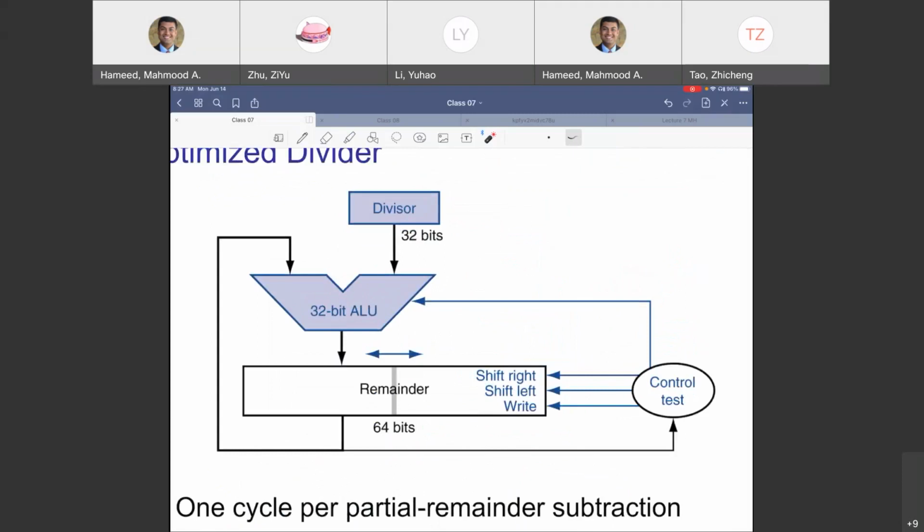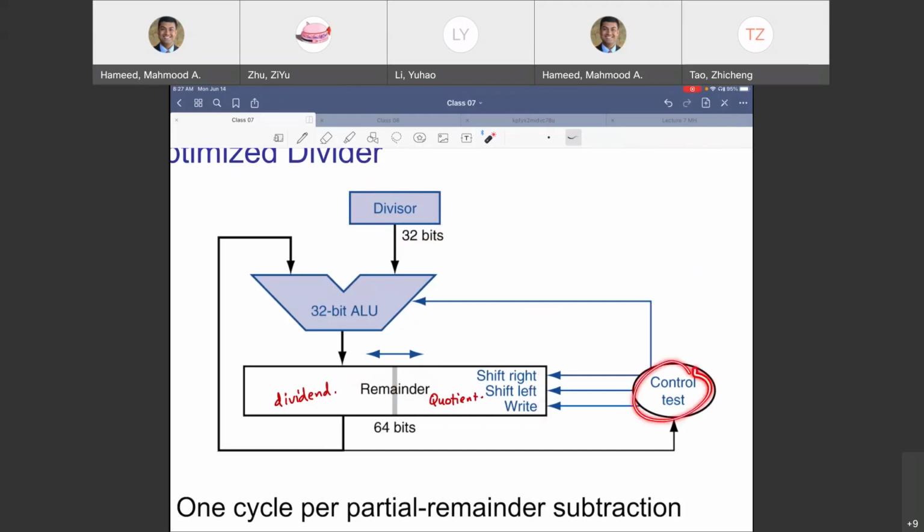So optimized divider, what do we have here? We have remainder, which is 64 bits. The right half of the remainder is where your quotient goes, and the left half of the remainder is where your dividend is. So 32 here, 32 there. 32-bit ALU, 32-bit divisor, just as we had before. Now, you are not shifting right for the divisor. You are doing all the shift operations to the remainder register itself, whether it is shift right or shift left, or whether to update the result. All right, so that's it.